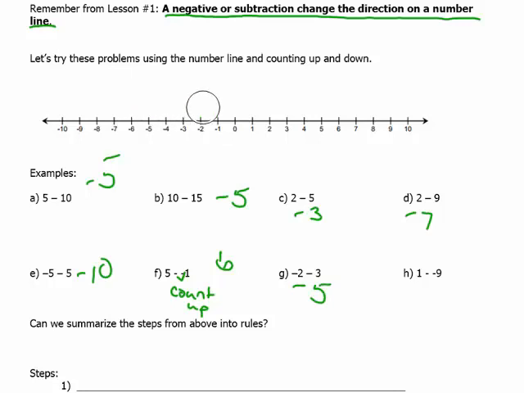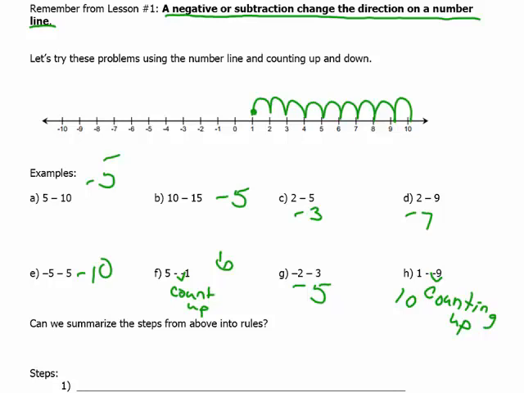All right, let's try another one. Starting at 1. Again, when I see the double negatives, it really means that we're going to be counting up, because I would start counting down, but then the negative tells me I have to change direction. So I'm going to actually count up 1, 2, 3, 4, 5, 6, 7, 8, 9, and I end up at 10.